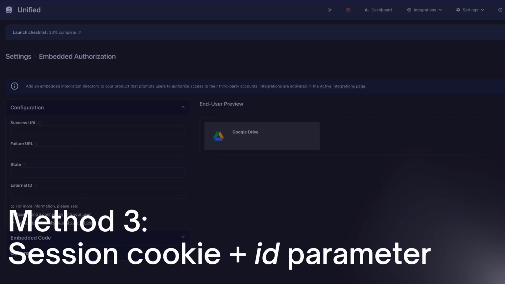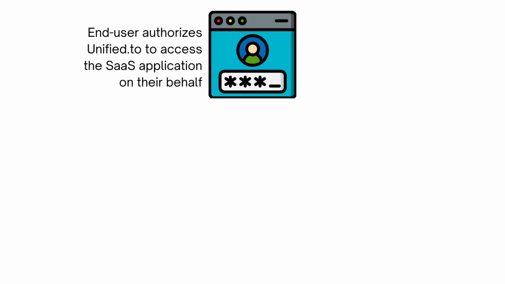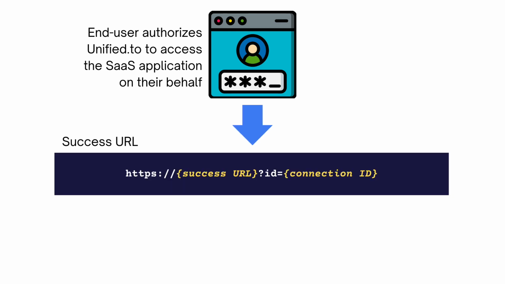And finally, the third method, the session cookie plus ID parameter method. Now, with this approach, your application doesn't set any parameters for the embedded authorization component. It simply displays the component. This approach counts on the fact that your application knows who the current end user is via the information in the session cookie. Once again, the end user clicks on a SaaS application logo in the embedded authorization component. They're sent to the page where they authorize access to their account on the SaaS application, and they're returned to your application via the success URL.